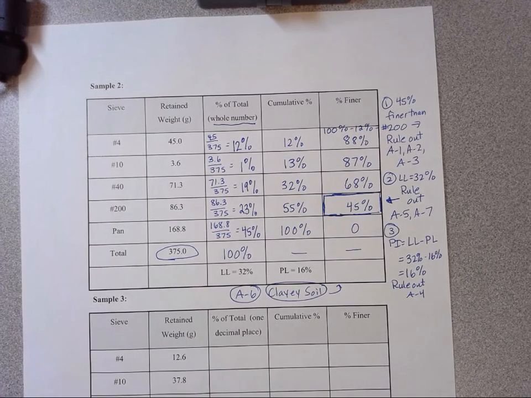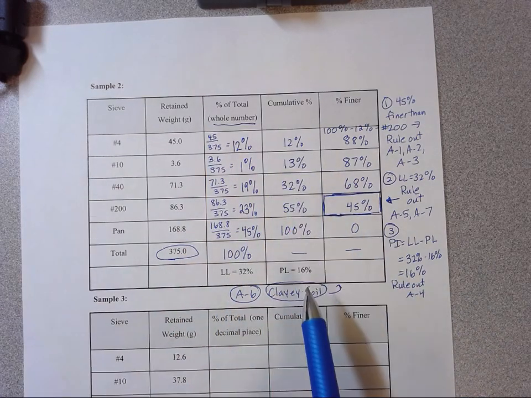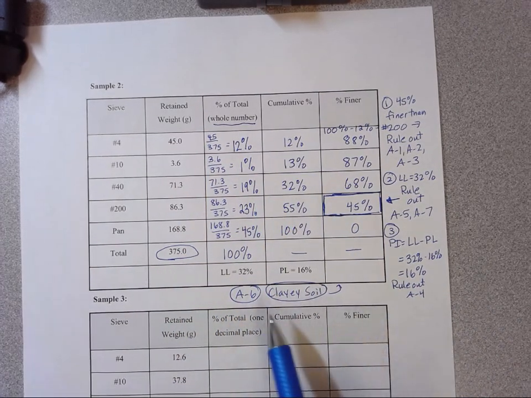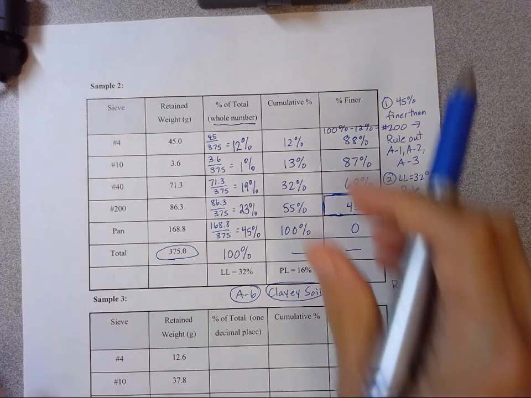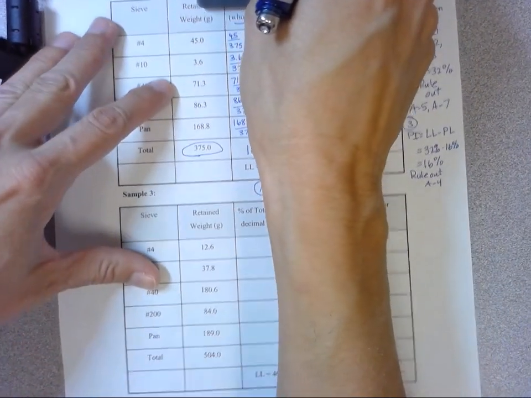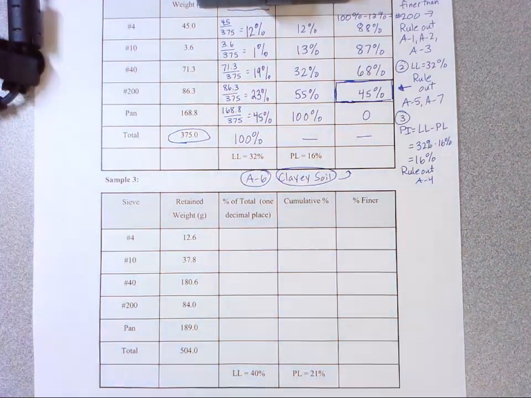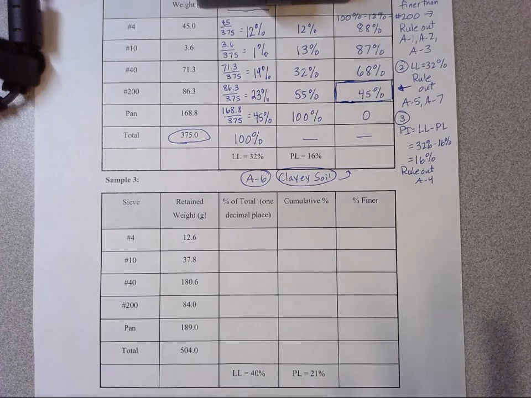So this is for sample 2. I've gone through that same kind of process where I filled in my columns here and came up with my soil type using the AASHTO classification. Okay, I'm going to go on to the last one here, sample 3. I'll slide this guy up. Same process again, just a little bit different.